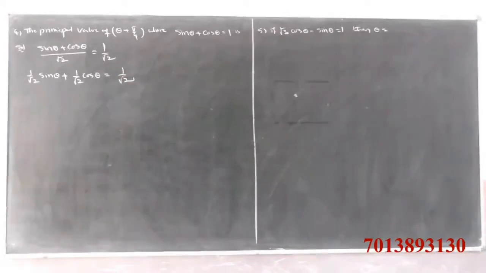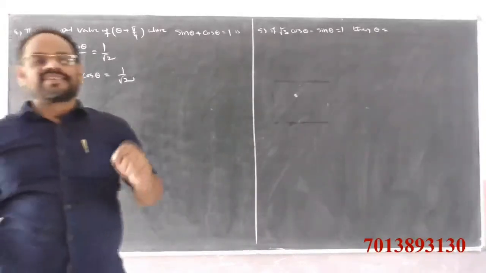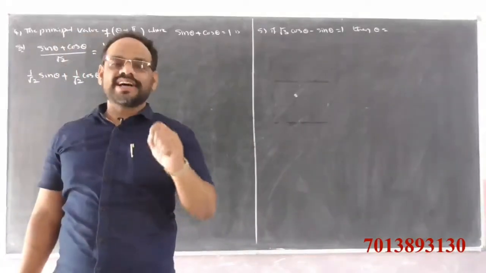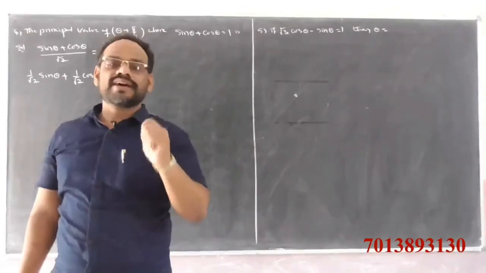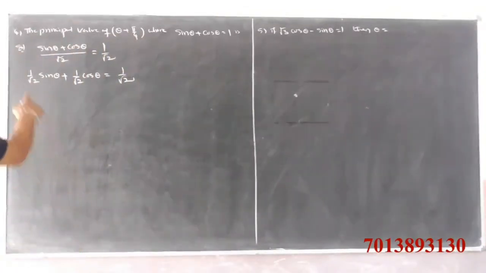Now 1 by root 2 can be expressed in terms of cos. So clearly cos 45 degrees. Cos 45 degrees is how much? 1 by root 2. So this can be written as cos 45, that is cos pi by 4.